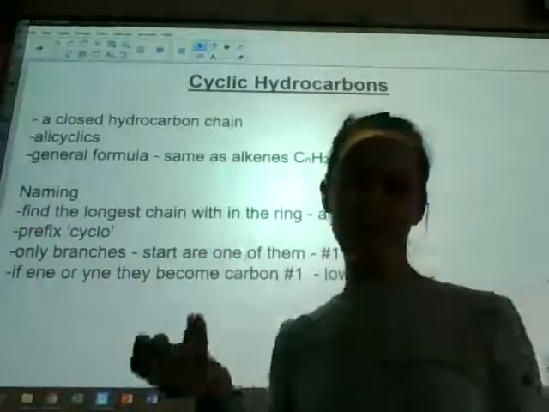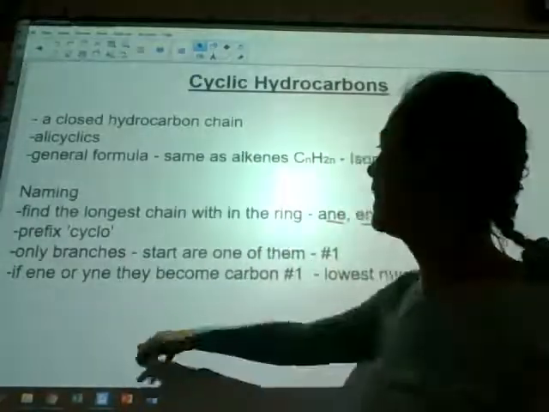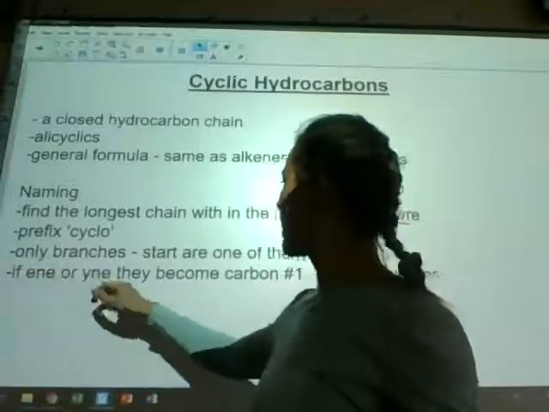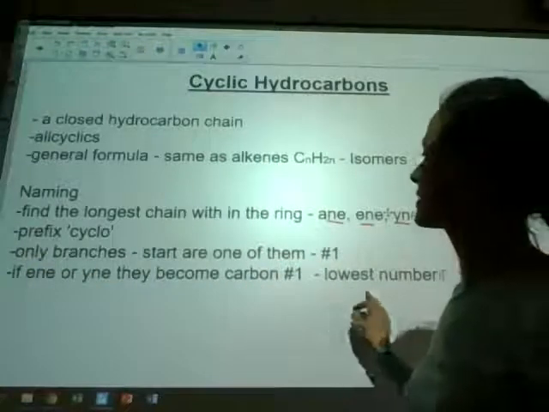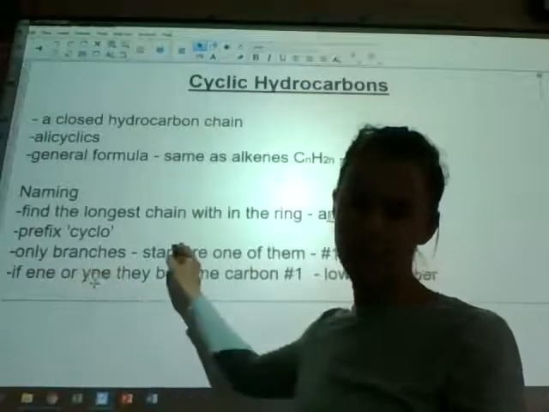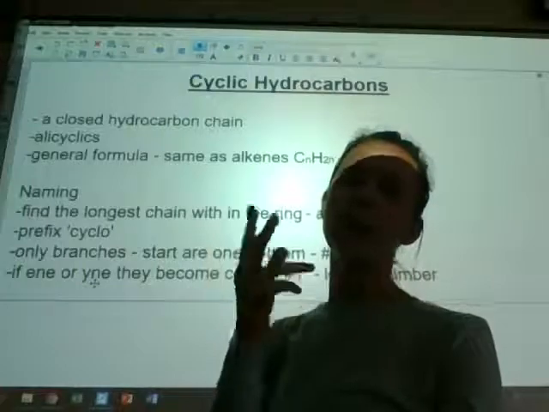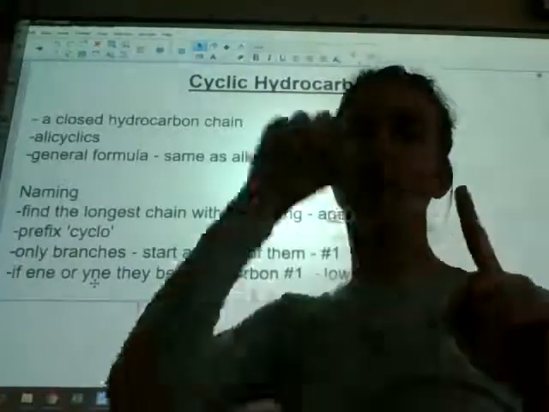Basically, where do you start? Because it's a circle. So you say, okay, my branch is here. That's number 1. All right. And then again, it's an ene or an yne. If they become carbon number 1, that's your lowest number. So the enes and ynes take precedence over the chains is what they're saying here. So you find your double or triple bond if it's there, and then that would be your first carbon, and then you'd go on from there.